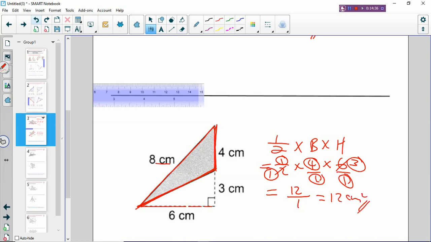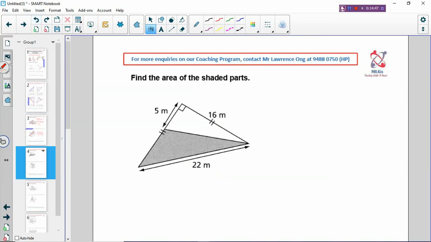Okay, so a lot of things to take note of when you find the area of the triangle. And if you understand all this, then the rest will be simple. When you do the harder problems, you should know how to start, where to start. Okay, let's go to the next question.